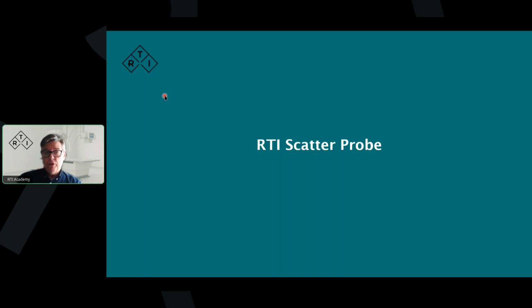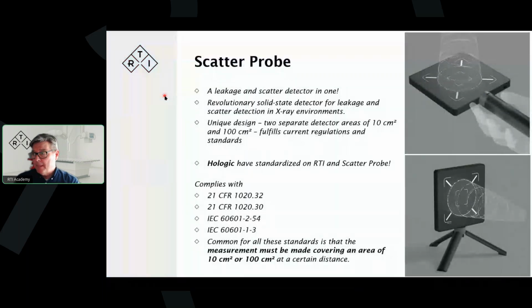Now, moving into the topic for today, which is the RTI Scatter Probe, which is one of our instruments. It is a leakage and a scatter detector in one. So although we call it the scatter probe, it is then suitable for leakage measurements, scatter, and also room survey. It is a solid state. We're using solid state instead of ion chamber based ones for a number of reasons. We'll come back to that.